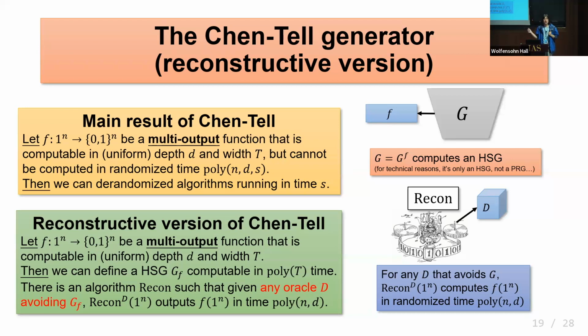G is something defined in Chen-Tell. It's not very easy to define. It's actually non-black box in the construction of F. You need to do arithmetization on the circuit computing F, using GKR and IW, so it's complicated. The upshot is that if I have an oracle that breaks the hitting set generator, then the cost of computing F only depends on the depth of F, not on the width of F.